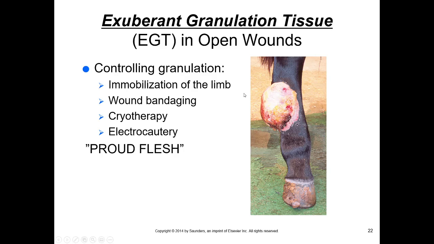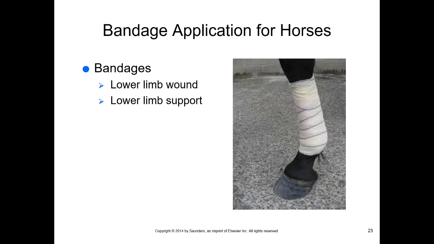Horses get proud flesh. This is exuberant granulation tissue. They're really, really good at making granulation tissue. So any open wound, especially ones that are in an area that moves a lot or is getting kicked a lot, they love to make granulation tissue. Anytime there's any break in the granulation tissue, it just makes more. So we want to immobilize the limb, maybe bandage that wound. We need to take that granulation tissue off because the skin is not going to be able to epithelialize over top of that. So we use cryotherapy or electrocautery to remove that tissue.